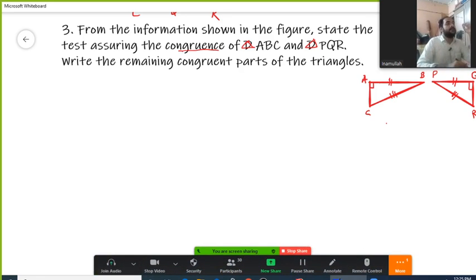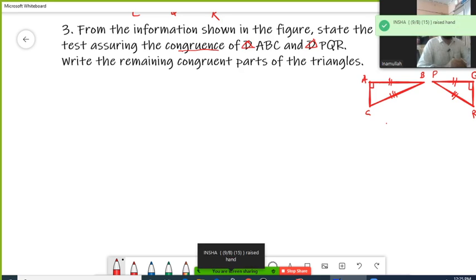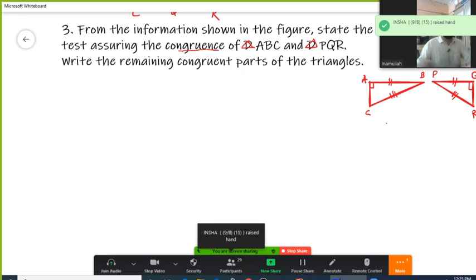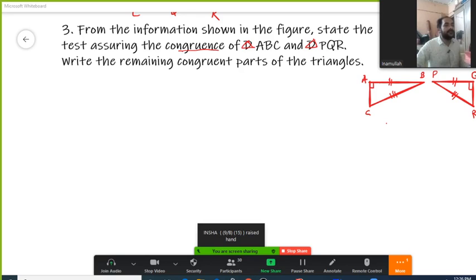So here we need to prove that triangle ABC and PQR are congruent. Write remaining congruent parts of the triangle. So whatever parts are remaining, since we know in two triangles you will find three pairs of corresponding angles and three pairs of corresponding sides. We will use three pairs of corresponding angles or sides to prove that the triangles are congruent, and three more pairs of angles or sides will be remaining.